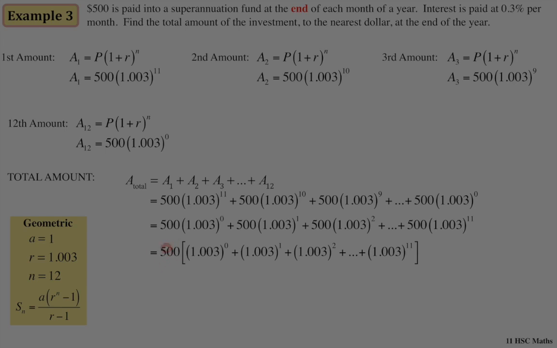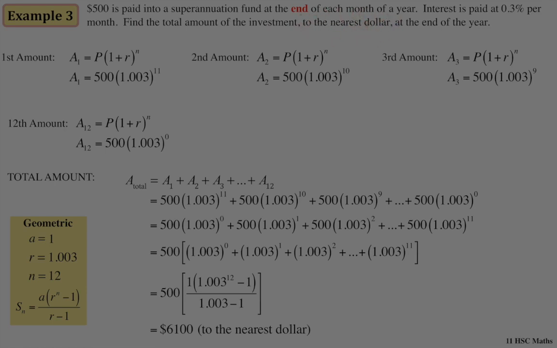There's a reminder of our formula. So it will be 500 multiplied by the formula, which will add up this geometric number pattern in the square bracket. So A is 1, R is 1.003, to the power of n, which is 12. Take 1 off 1.003, take 1, put that in, and we end up with $6,100 to the nearest dollar, because the question said find the total amount of the investment to the nearest dollar.